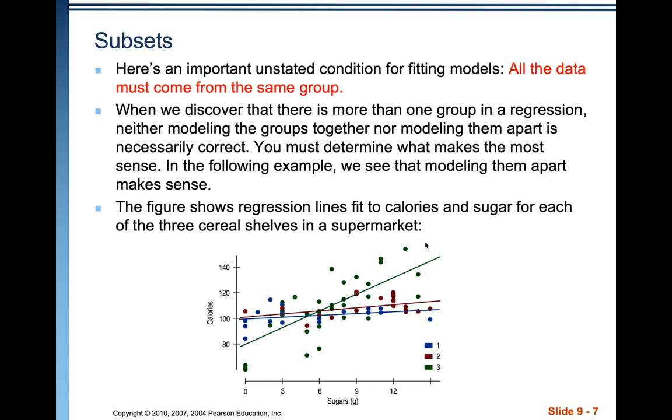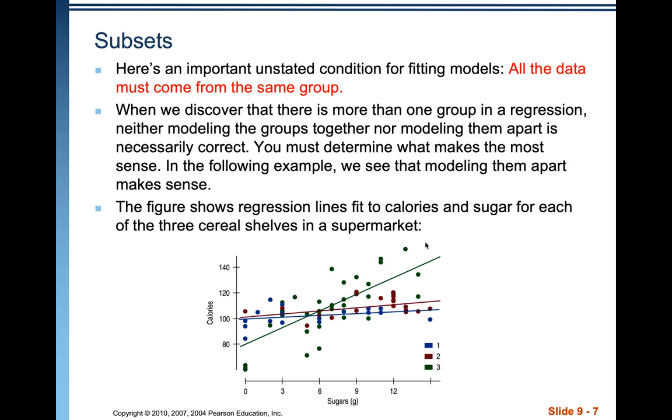Here's the thing, though: for a model to be really a good model, all the data must come from the same group. So philosophically, at some point, a content expert is going to have to make a decision of whether these should be considered all part of the same group, or that we have three distinct groups.